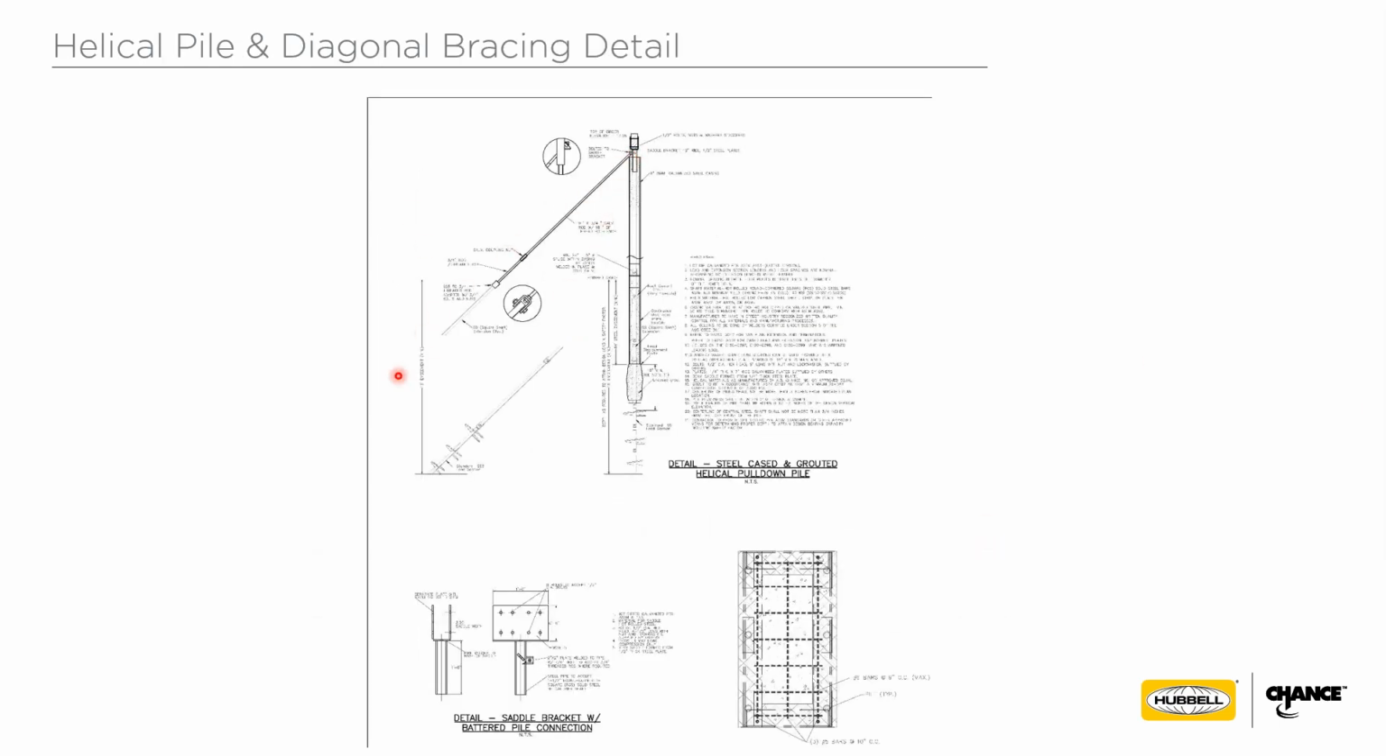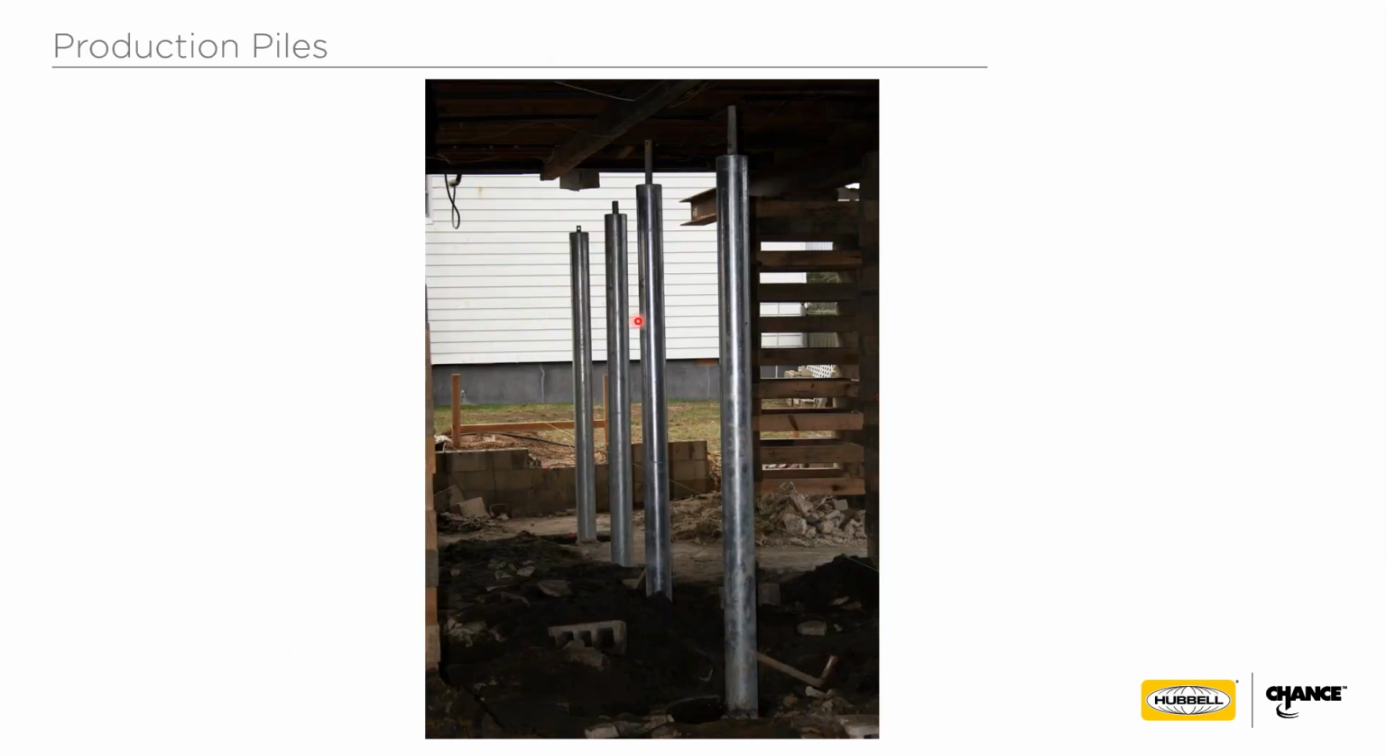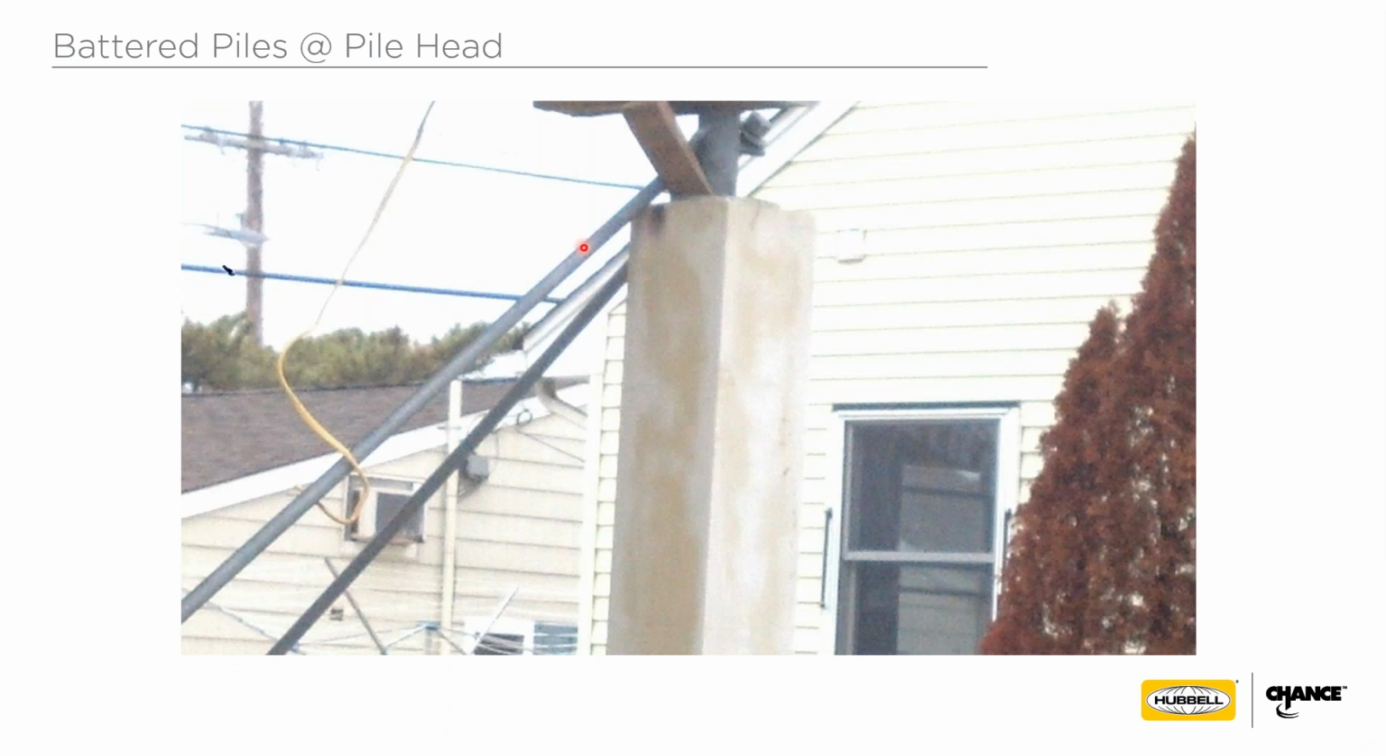Here's a detail of that battered anchor. It was another helical anchor, battered at about a 45-degree angle and connected at the top, as you see here. And here's an example of the piles underneath the structure with the casings that were used. And here's the connection detail at one of the corners.